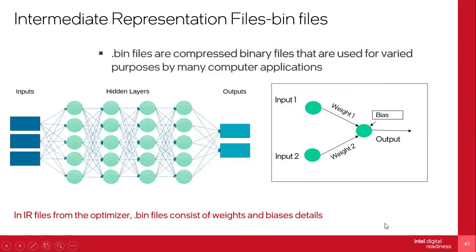The next one is the .bin file. So what is a bin file? It's a binary file that is used for varied purposes by many computer applications. So all the data is stored in this binary form: the weights and biases. Clear?